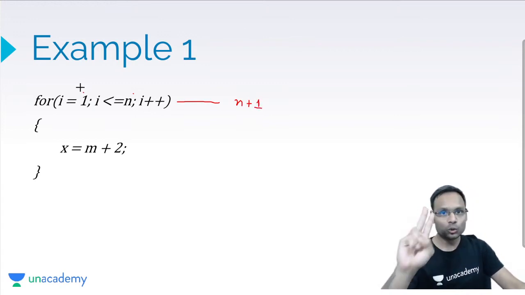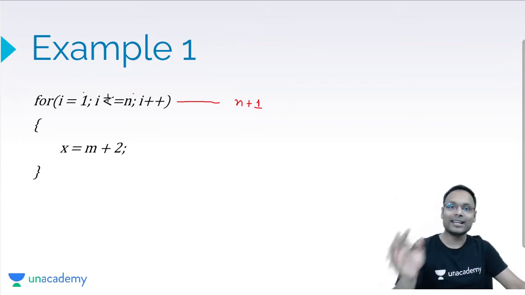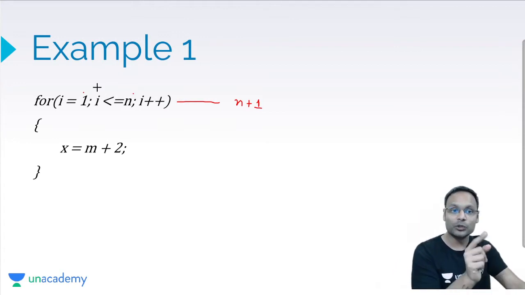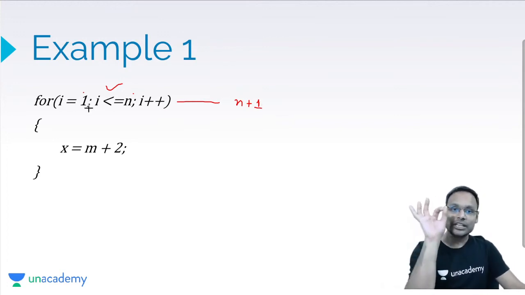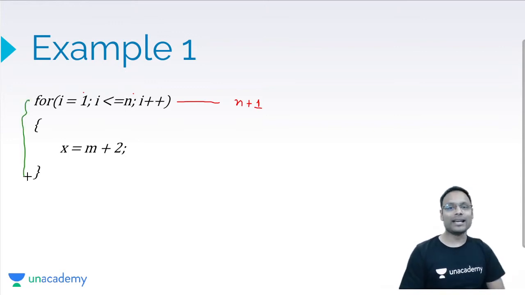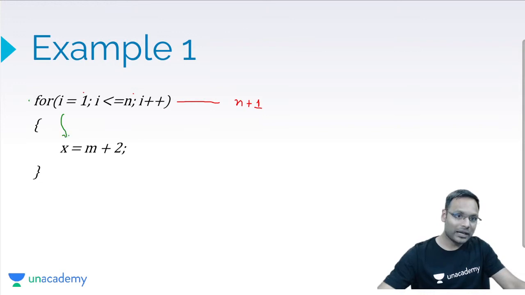See, for i value 1 the condition is true, for 2 the condition is true, for 3 true, for 4 true, up to i value n the condition is true. Yes, n times you have run. After that, when i value becomes n plus 1, you check the condition again, so you run this statement n plus 1 times. N times the condition is true, the last time it is false, hence you stop the loop execution. Among those, only n times you come inside, so the single statement inside runs n times.